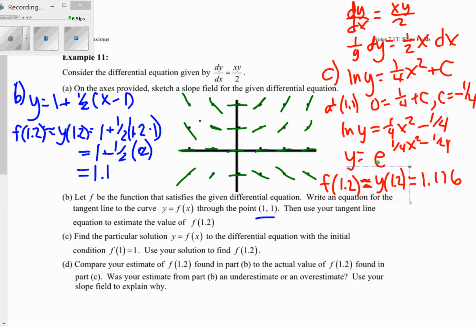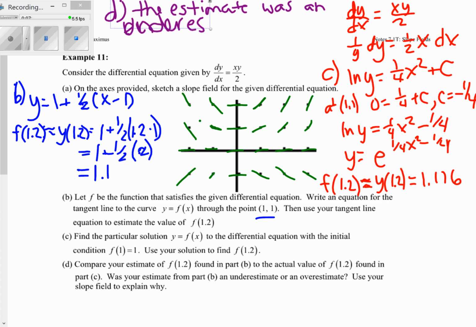So now, D, compare your solution. So I'm going to do that up here. We'll say the estimate was an underestimate. There we go, underestimate. And the reason why is because, look, it's less. And then use your slope field to explain why.